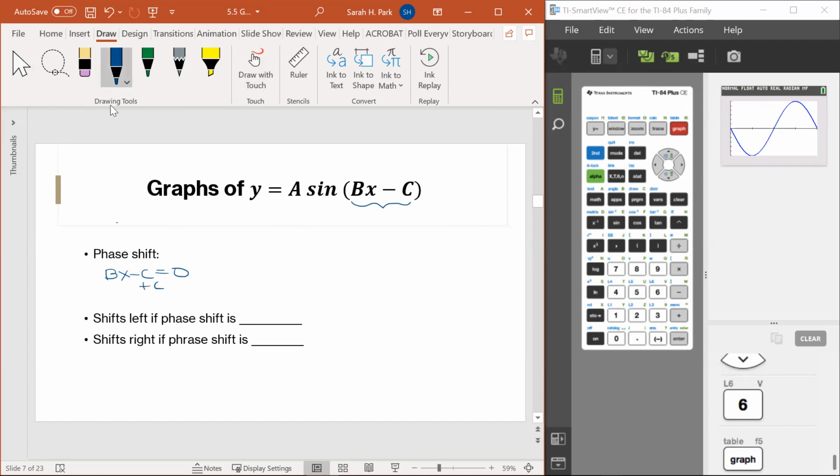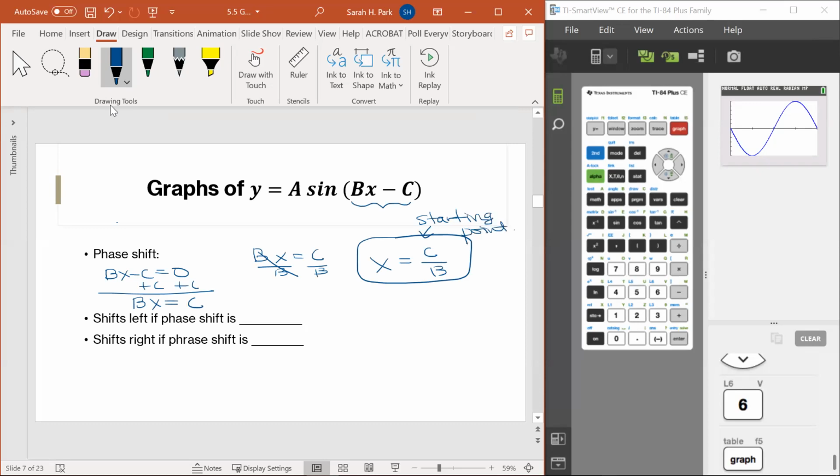We add c to both sides. We get bx is equal to c. Then we can divide both sides by b, and x is equal to c over b. So that's going to be your phase shift. What that means is that's where your graph can start. That's your starting point, or it shifts it to that point from 0. It shifts left if your c over b value is positive, and it shifts right if your phase shift is negative.